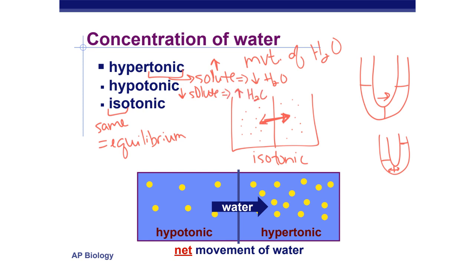Also realize that these terms are just comparison terms. There's no set concentration to make something be hypertonic or hypotonic. If you have a hypertonic solution, that means there has to be a hypotonic solution on the other side of the membrane. Again, these are just comparison terms. I could have a beaker. This is a common example.